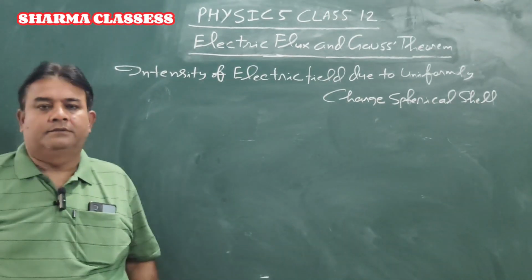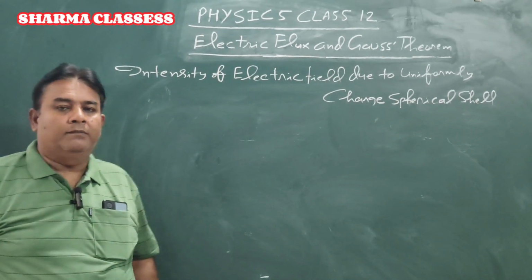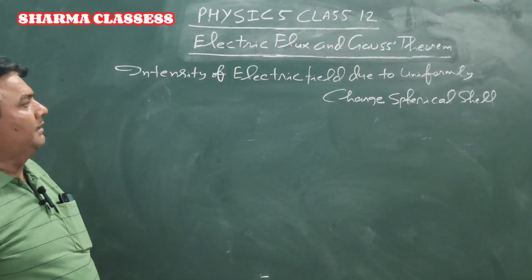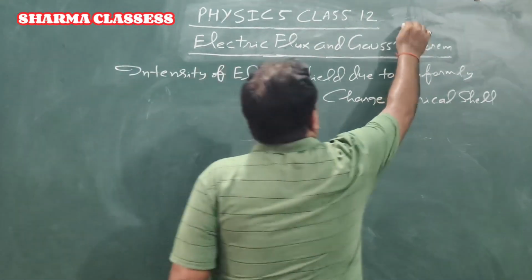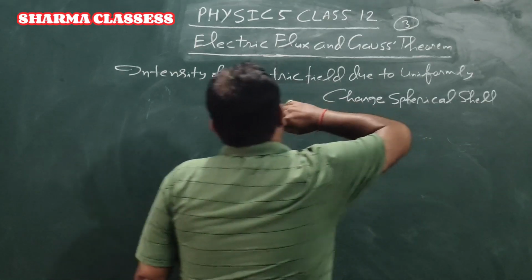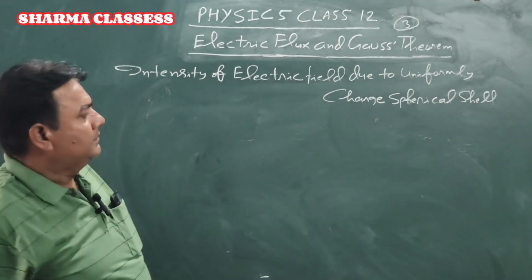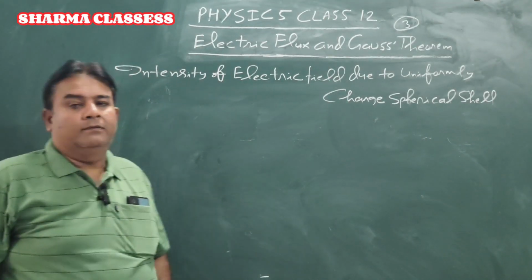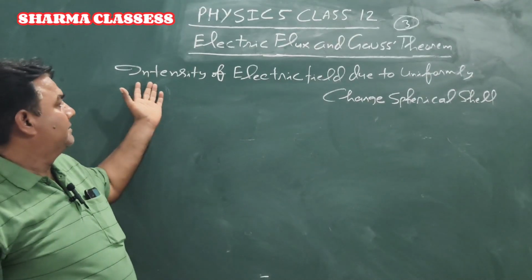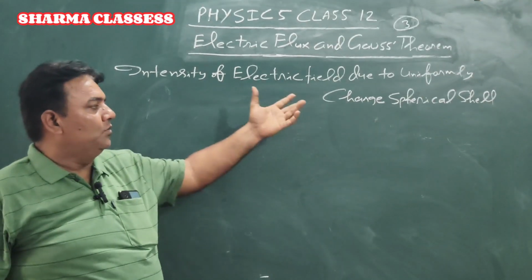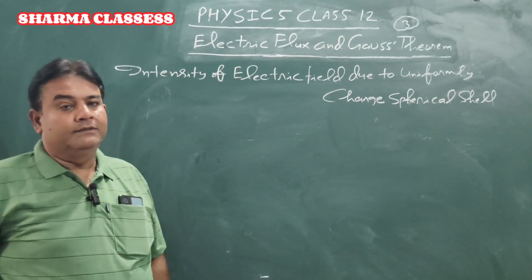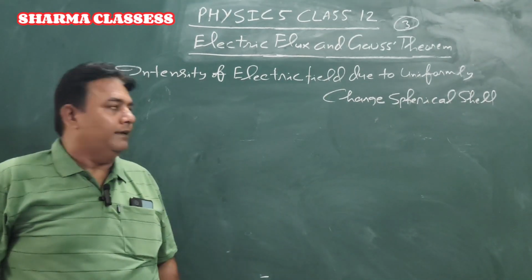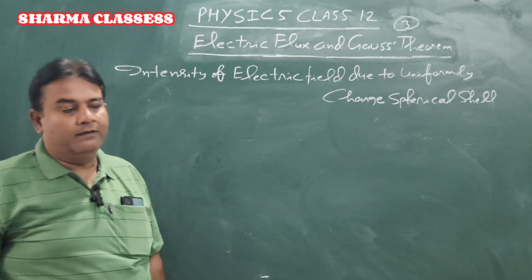Hello students, in video number 3 of class 12 electric flux and Gauss theorem, we read about two applications of Gauss theorem. The first application is the intensity of electric field due to a uniformly charged spherical shell. That is very important. A uniformly charged spherical shell made of conducting material.